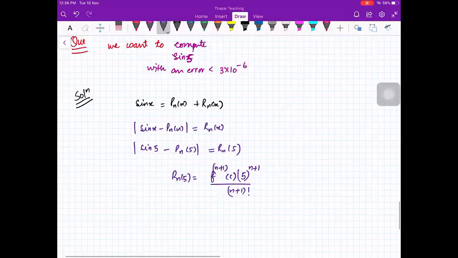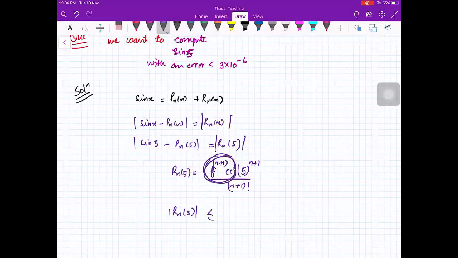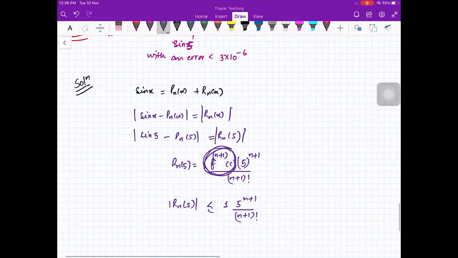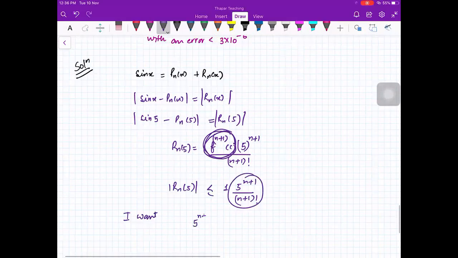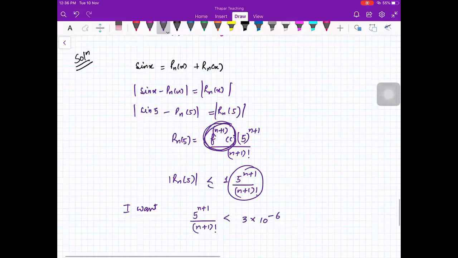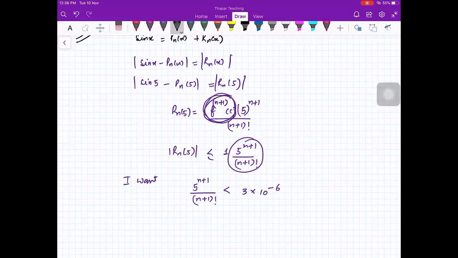This number I know is less than or equal to 1. So the remaining part is 5 raised to power n plus 1 upon (n plus 1) factorial, and I want this to be less than 3 into 10 to the power minus 6. So you have to compute. Let us do the calculation. Do you have calculators?